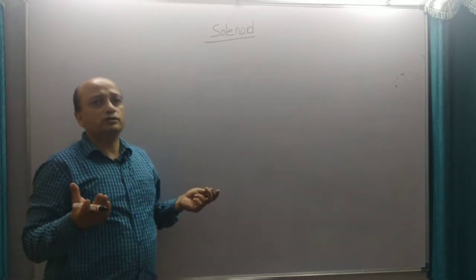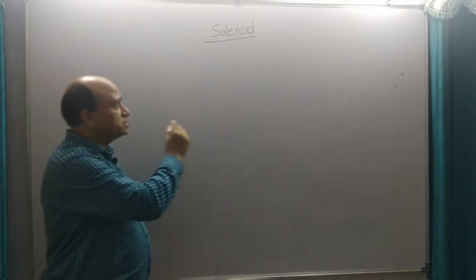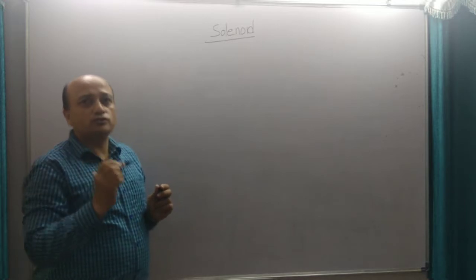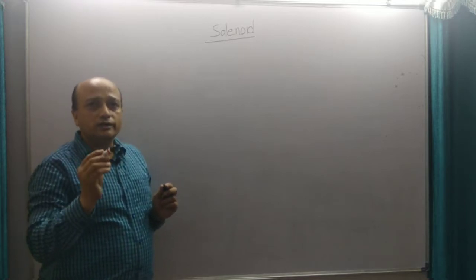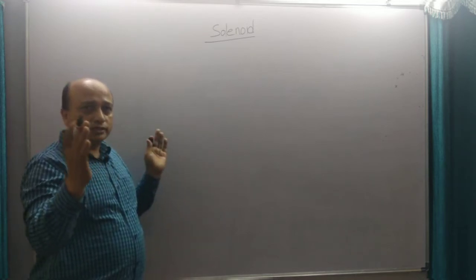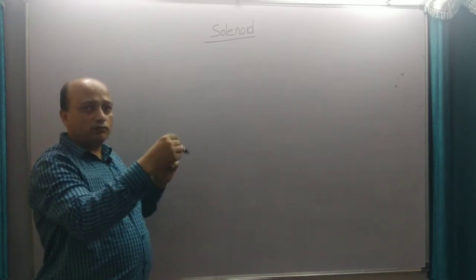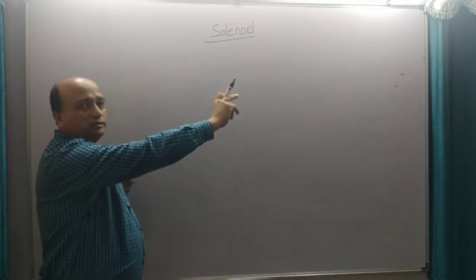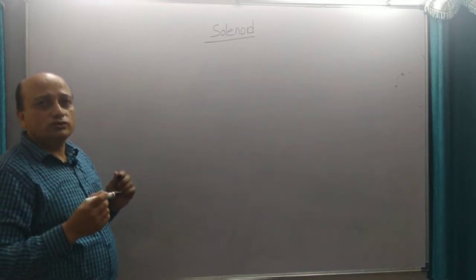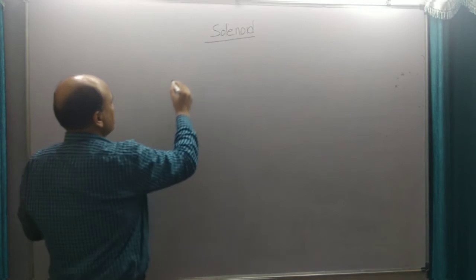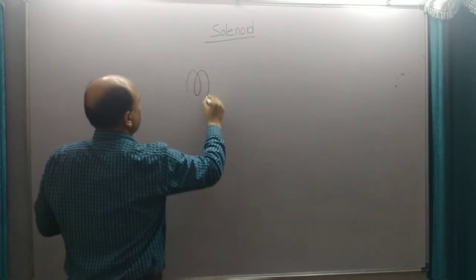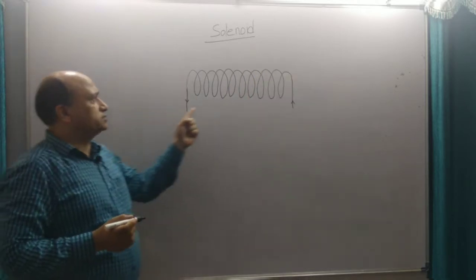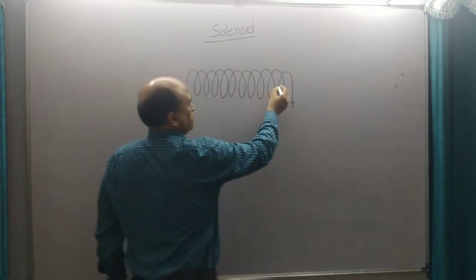How is it formed? Solenoid is a cylindrical shaped structure. It is made up of closely wound circular loops of insulated conducting wire. Insulated conducting wires, if these are wound closely in the form of a helical spring or a cylinder, that structure is called solenoid. Let us draw its diagram. So the direction of flow of current is like this.